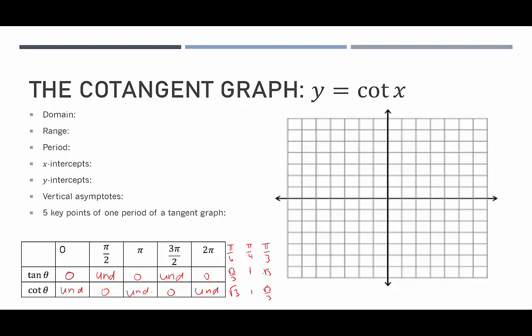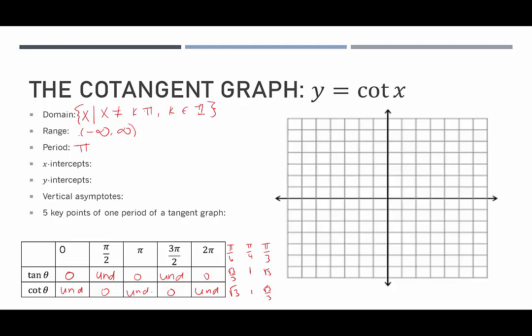Okay, so now the domain, we see we have issues with our domain. It looks like we have issues at 0, pi, 2 pi. So what we're going to say is x is in the domain such that x does not equal k times pi, where k is an integer. And the range, it's a little bit hard to tell again, but actually the range will be the same as tangent. It's going to be from negative infinity to infinity. The period for this will go from one undefined to the next, so 0 to pi, so the period will be pi.